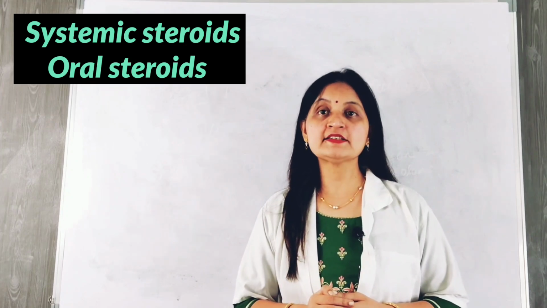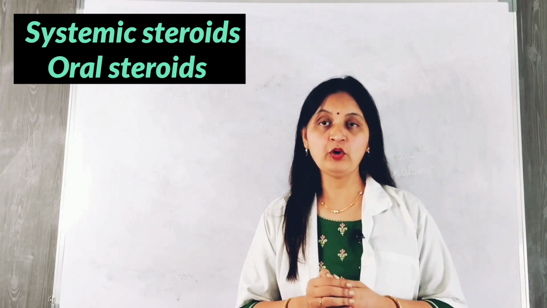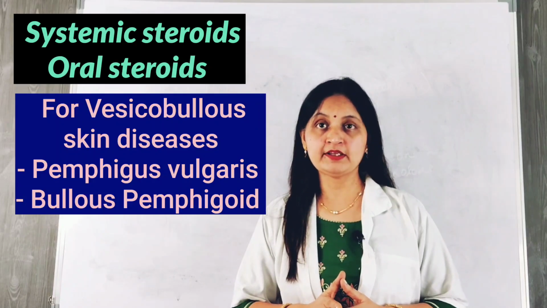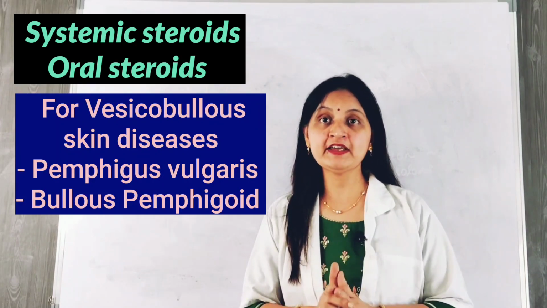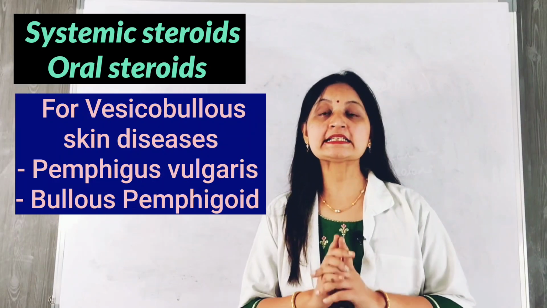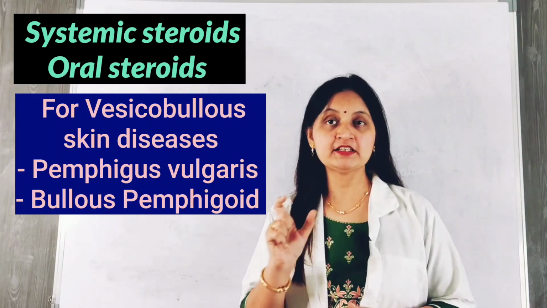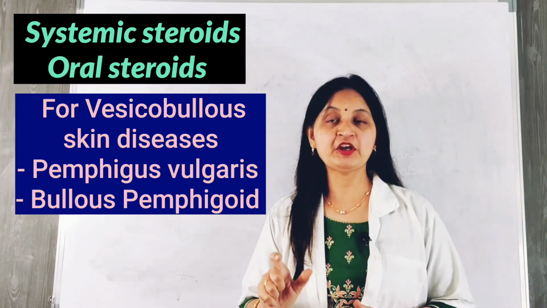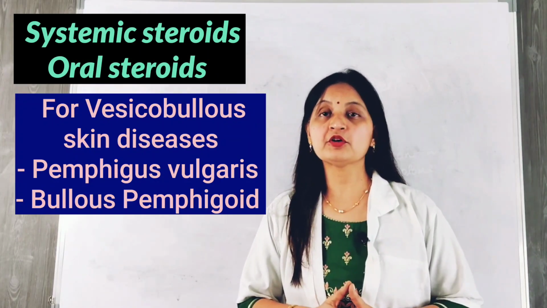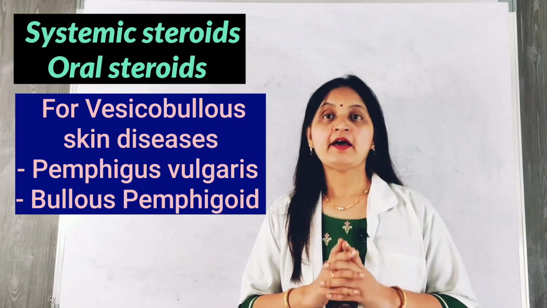Next is the use of systemic steroids that are administered orally, and it is the preferred mode of administration for severe life-threatening skin conditions, for vesicular bullous skin diseases such as pemphigus vulgaris or bullous pemphigoid. So these are severe skin conditions where oral corticosteroids can be used.